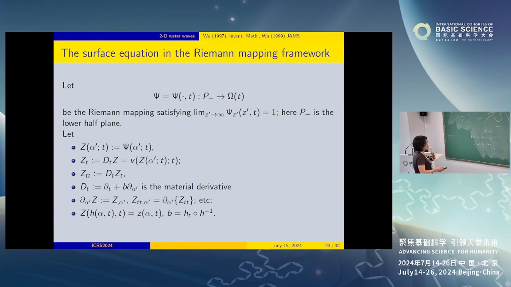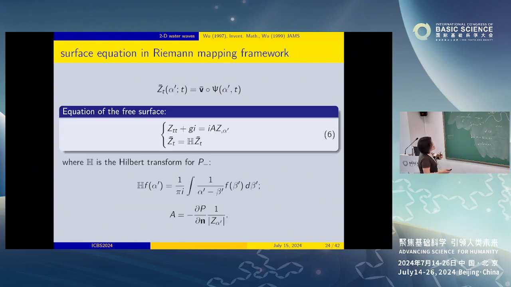Okay, so between the change of coordinates, capital Z_t, this is just notation. This is the velocity in terms of the Riemann mapping variable. So there's a velocity evaluated on the interface, right? And there's a change of variable. So capital D_t is D_t plus b d_alpha. Okay, so this b is, I mean, use the chain rule. You will have something like this come out, okay? And then these are just notation, okay?